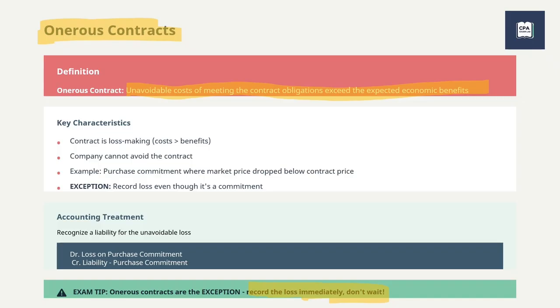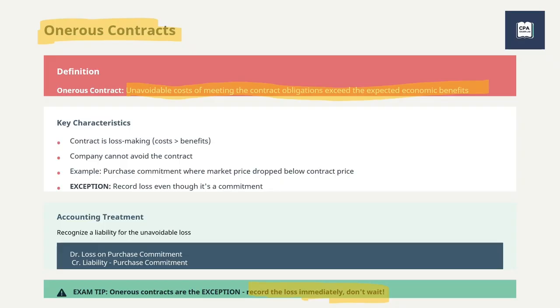You might remember during COVID, the oil prices dropped so much that for a couple of days the price was even negative. So all the companies that had entered a contract to purchase oil at a certain price had entered an onerous contract.